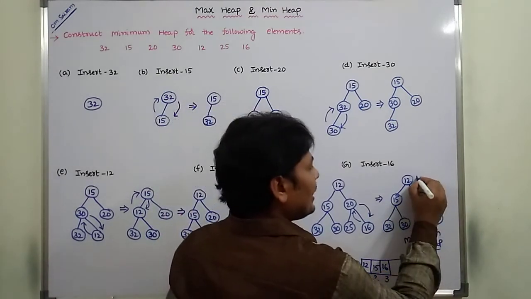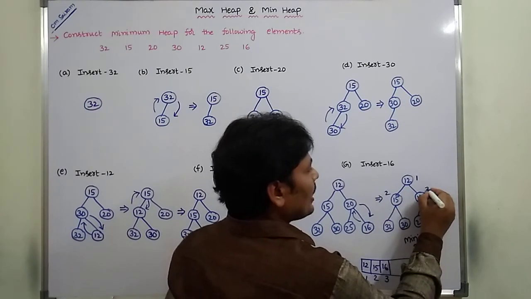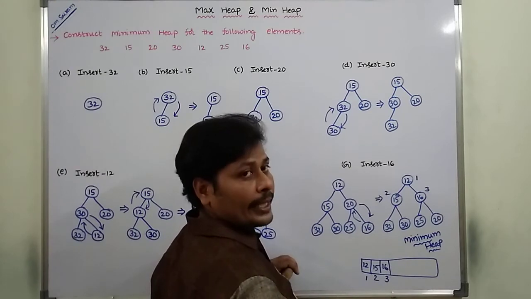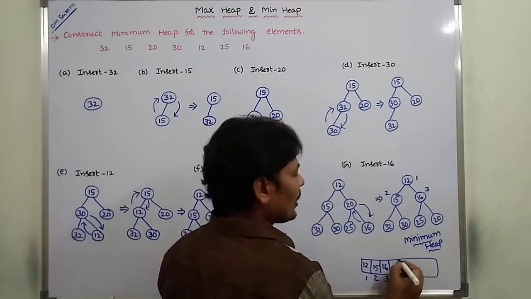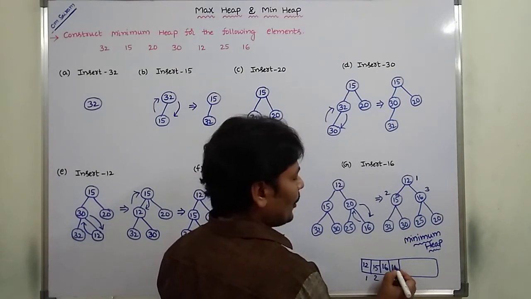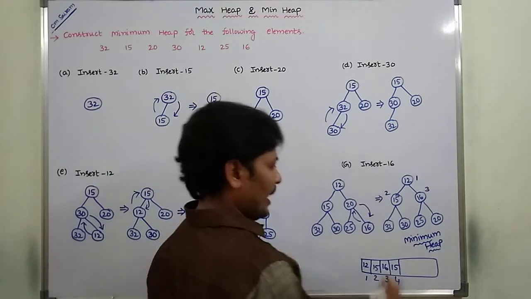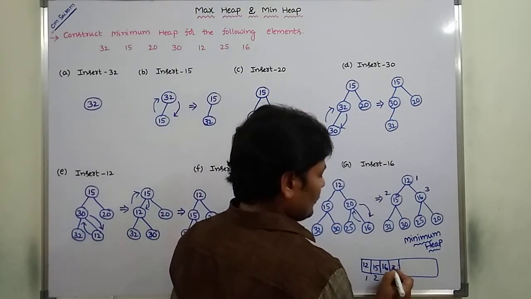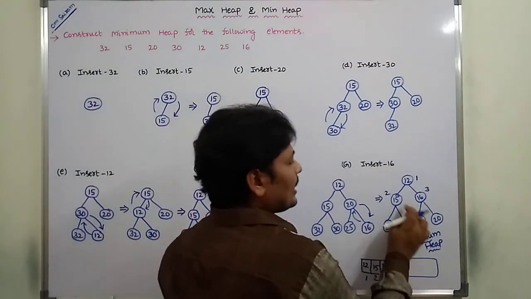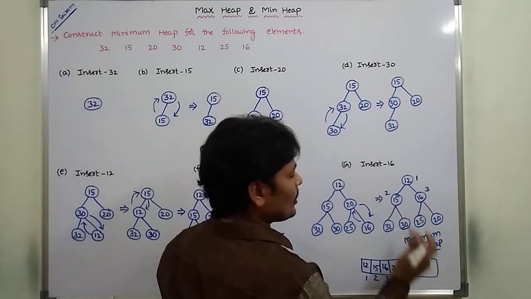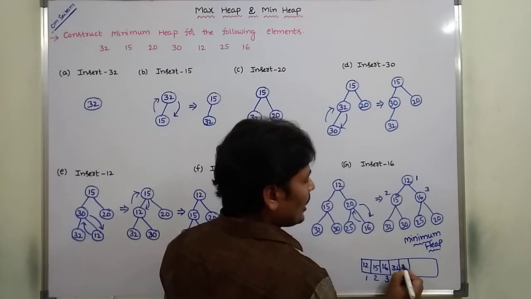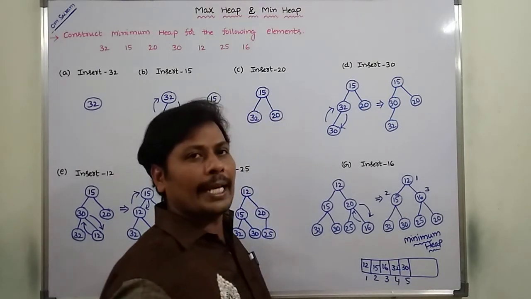Here its index is 1, here its index is 2, here its index is 3. Now 15's left child is 32. Its left child is located at 2i. The i value is 2, so 2 into 2 is 4. At index 4, 32 is located. 15's right child is 30. It is located at 2i plus 1. With i value 2, 2 into 2 plus 1, so at index 5, 30 is stored.